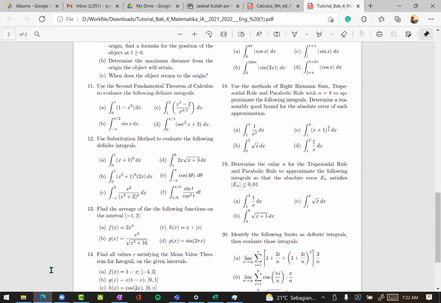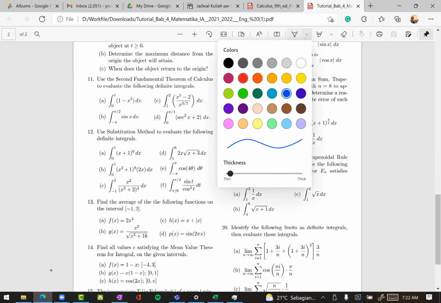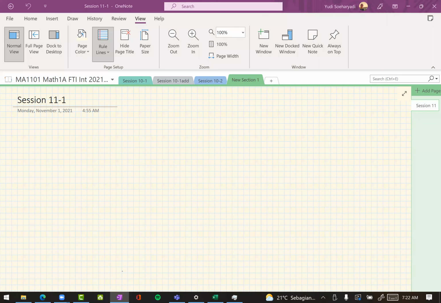All right, so let's do some of the problems in example 12. First of all, I remind you again about what we will use: the substitution method. You recall that the substitution method is an inverse to the chain rule.